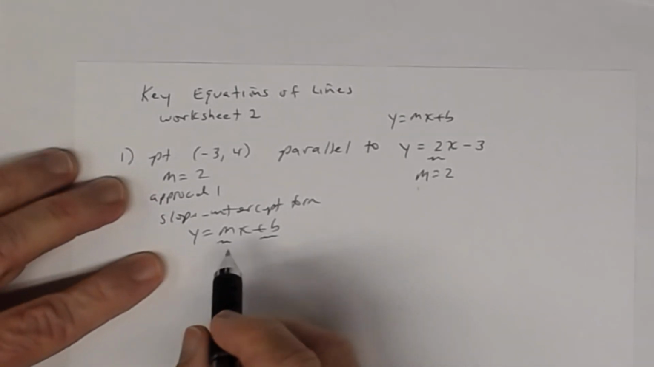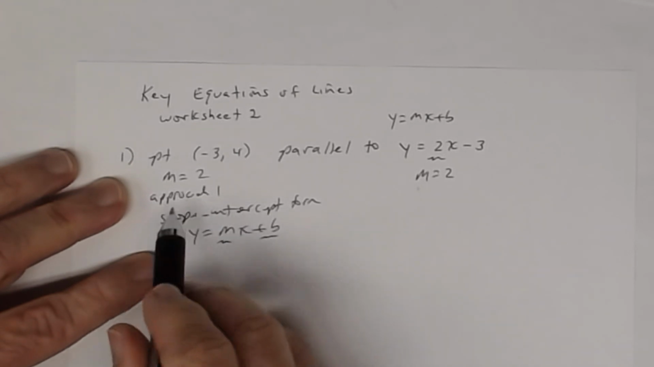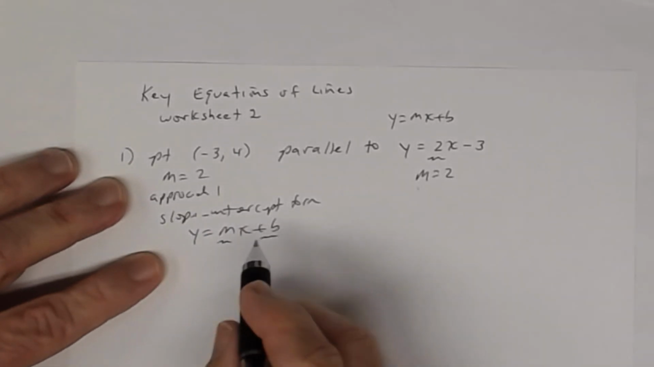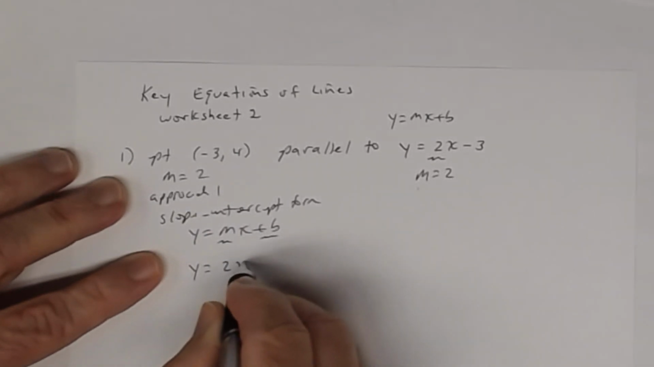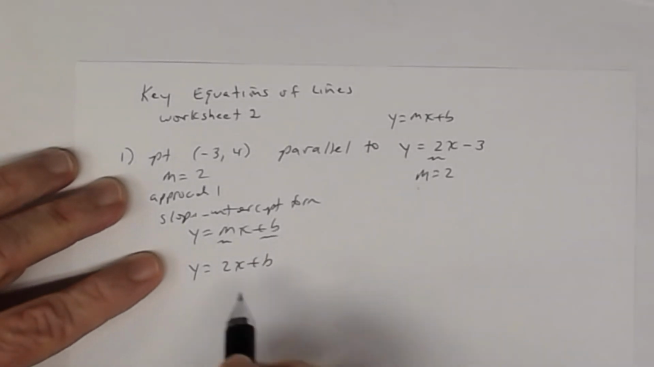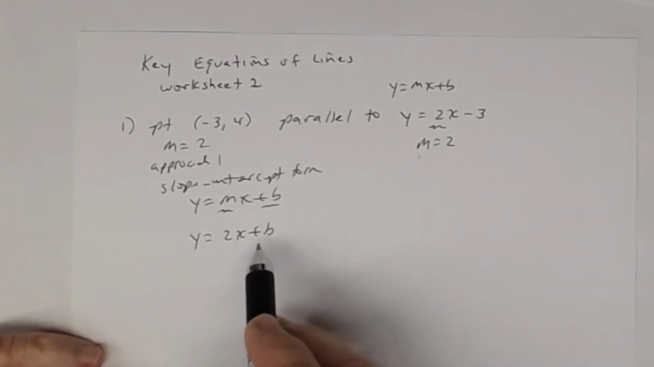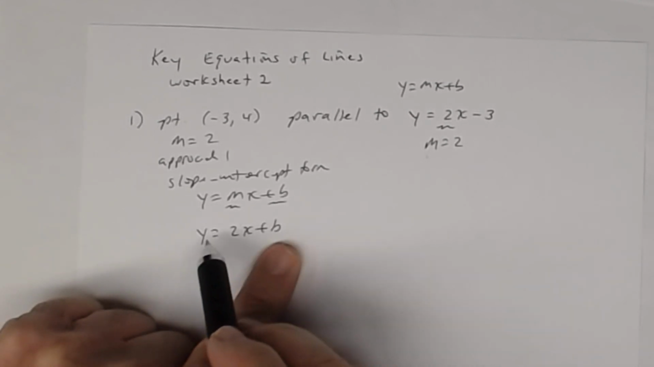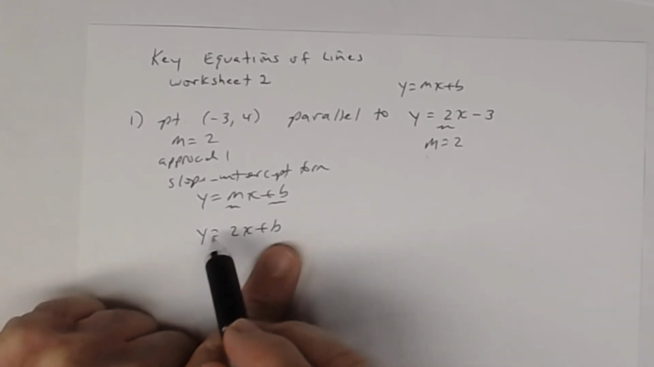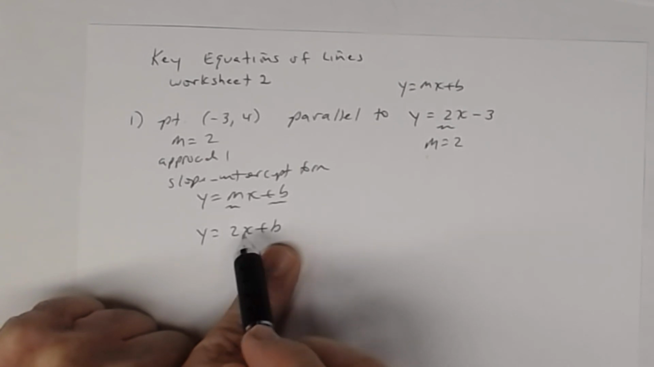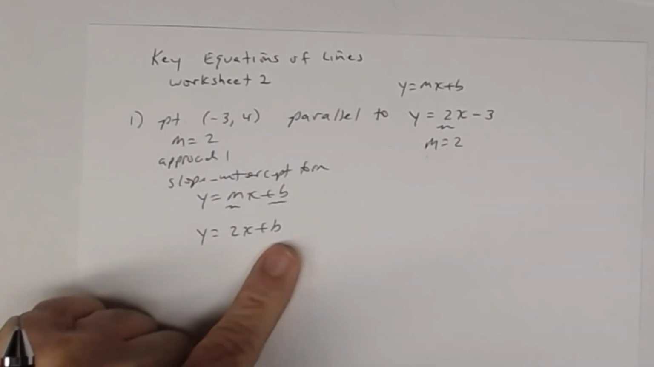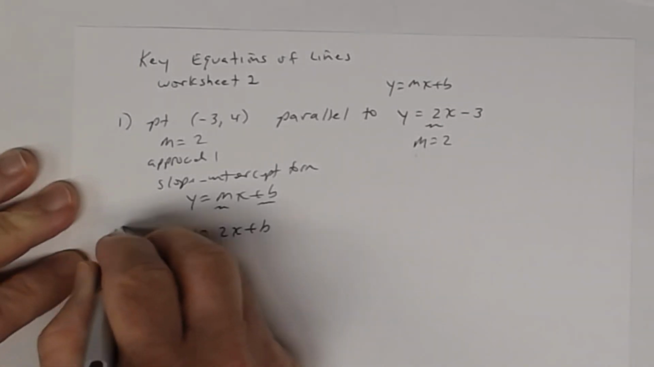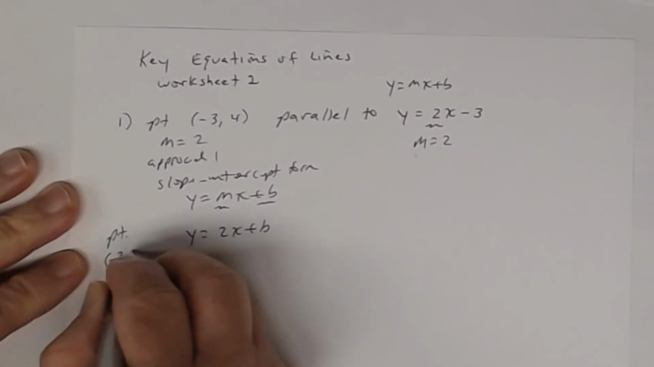So right now I know the slope of this line I'm interested in is 2. So I have y equals 2x plus b. And all you have to do now is to find b. Well, to find b, you have to know an x and a y, meaning that you have to know a point on that line, and you do. A point on that line is negative 3, 4.